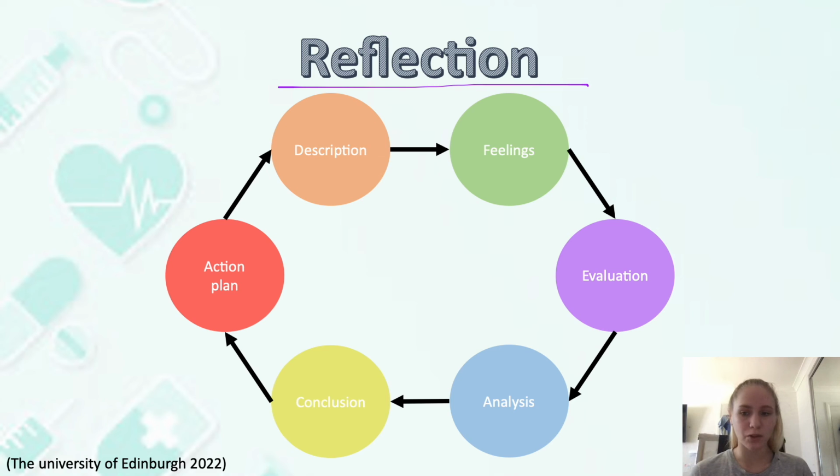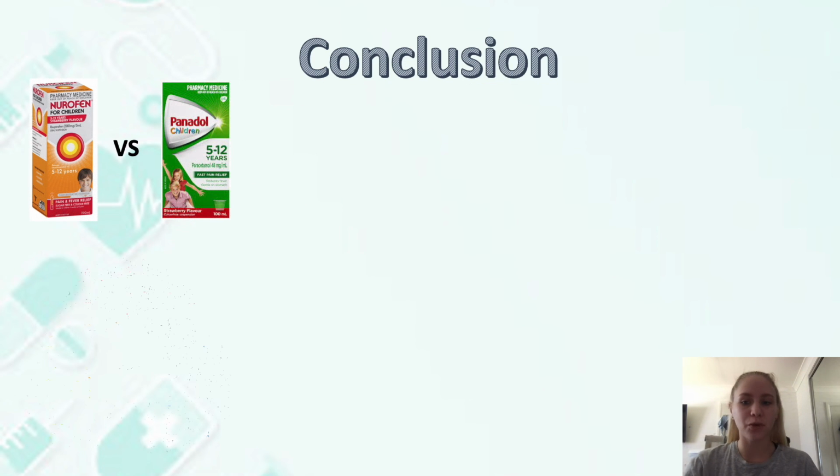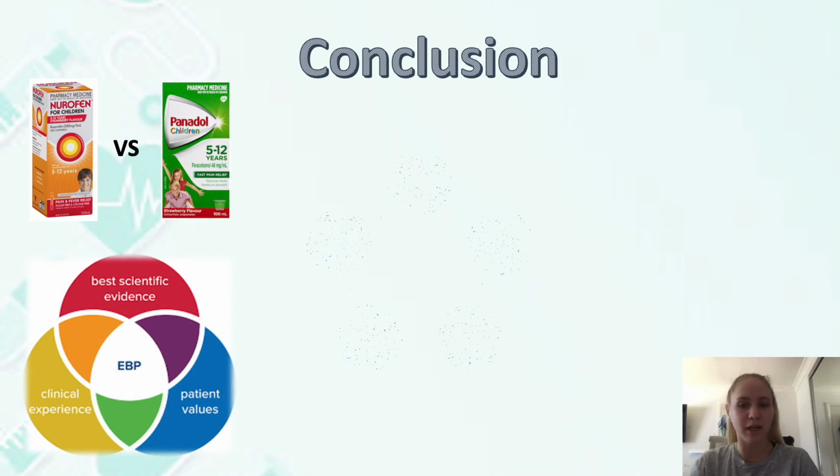Something I would do differently is to research the different databases there are and which are relevant to my clinical question, as this can improve my search and find more high levels of evidence that are relevant to my clinical question. In conclusion, is ibuprofen more effective than paracetamol in the treatment of pediatric fever?